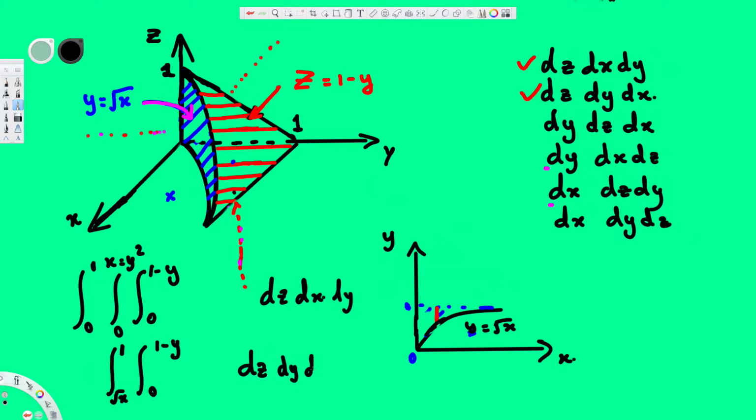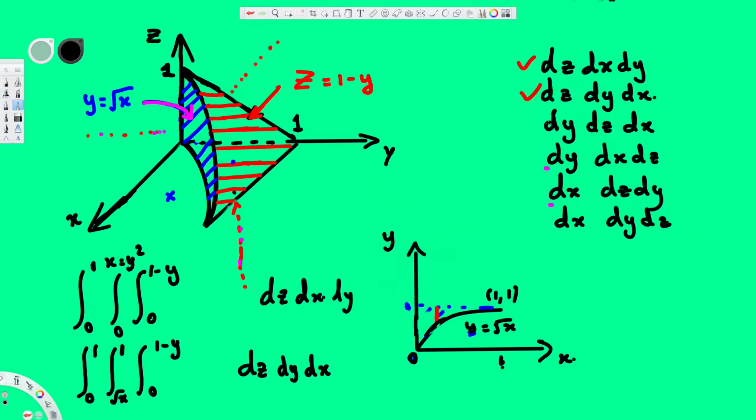Then after that we are going to integrate with respect to x. Now we have to see where it starts at x and where it finishes at x. By the way, this intersects at 1 comma 1. So this is also 1, so it's starting at 0 and ending at 1, so this is going to be 0 to 1. So this is for this one.